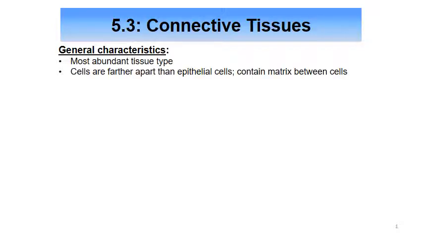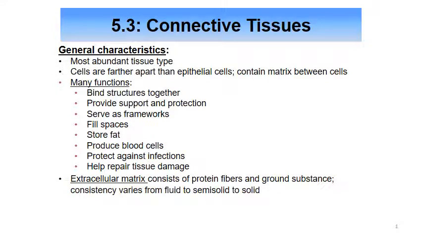Alright, so now we're going to learn about connective tissue, muscle tissue, and nervous tissue in this part of chapter 5. Okay, so connective tissue is very abundant. But here, one difference between connective tissues and epithelial tissues is that cells are farther apart. They're not attached right next to each other. Instead, in between the cells, there is matrix.